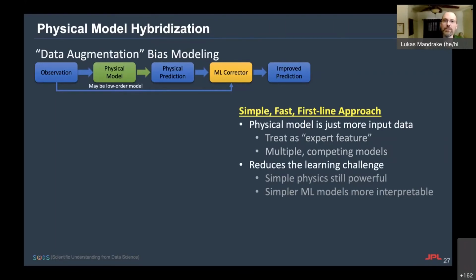The physical model is just another input variable to consider. This is easy to set up, easy to evaluate, and the correction model doesn't waste any time learning what the physical model already was getting right. One nice property is that even when you don't have an elaborate physical model, even a fairly simple one can help support the predictor in an interpretable manner.